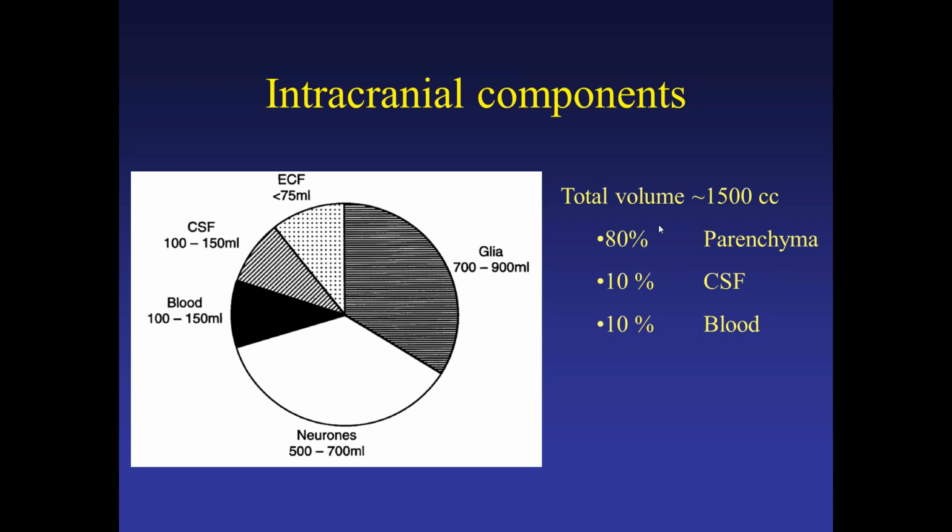So in an average middle-aged person, it's about 1.5 liters of stuff in there. That doesn't change with age. But the percentages of the components do change. So in a regular old 30, 40-year-old person, mostly parenchyma, 10% CSF, 10% blood, and that's roughly evenly split between venous and arterial blood.